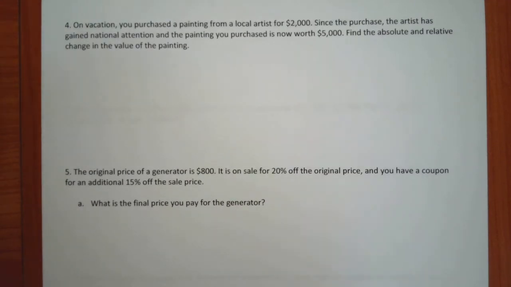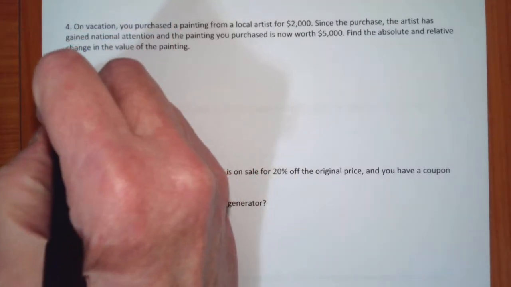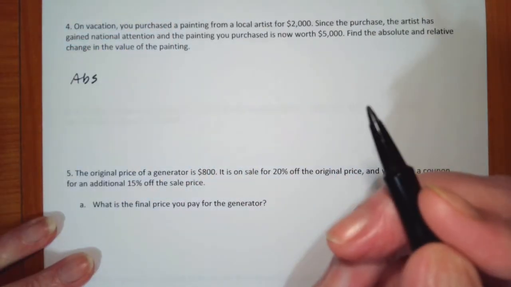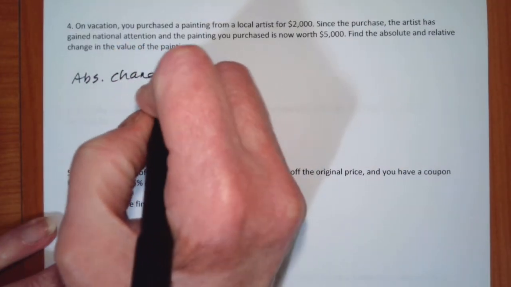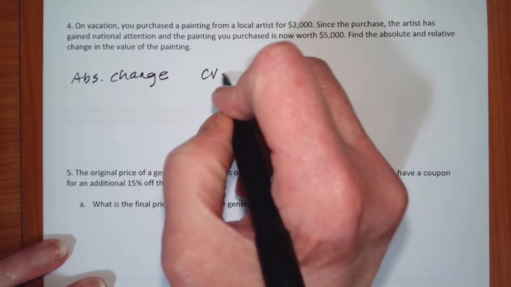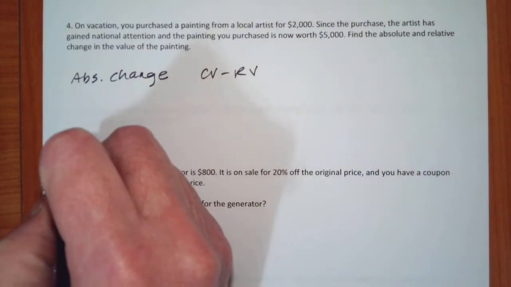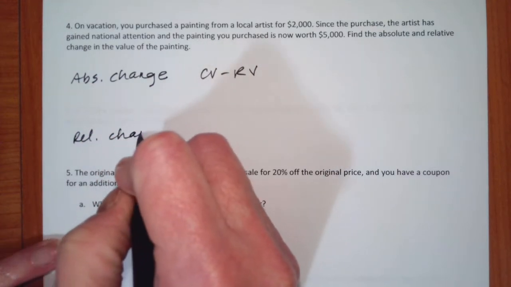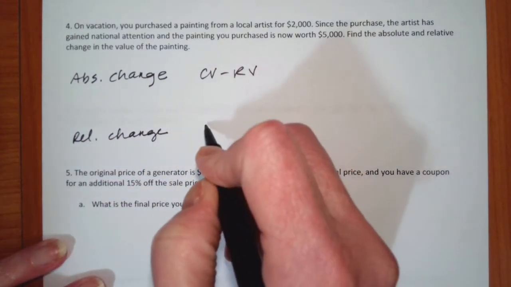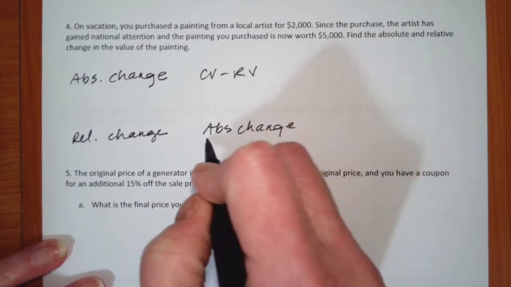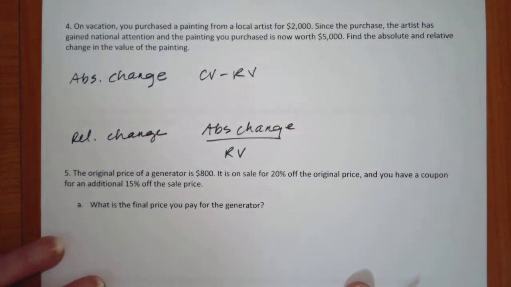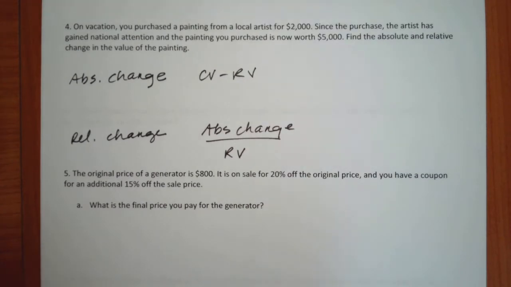Okay, so we have formulas for all that. We need to find the absolute change, which is just the compared value minus the reference value, and we need to find the relative change, which is absolute change divided by reference value. So all we have to identify is which is the reference value and which is the compared value.